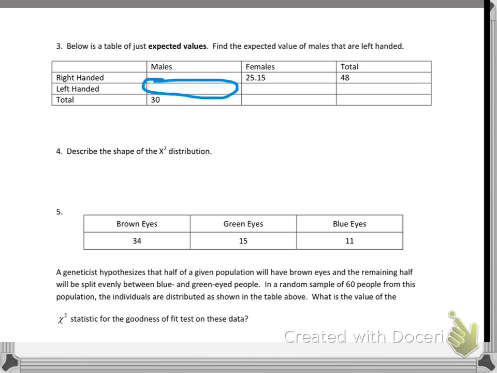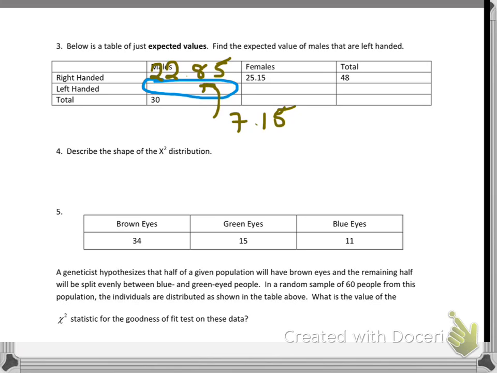And so I know that males plus females add up to 48. So then males must be 48 minus 25.15. And so I get 22.85. And now I know that 22.85 plus left-handed has to add up to 30. So to find left-handed, I'm going to do 30 minus 22.85. And I get 7.15. Okay, did you see how I had to do it twice?